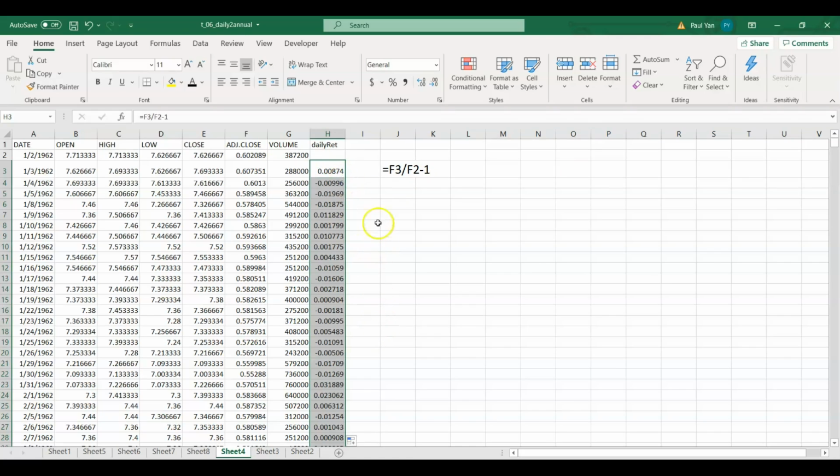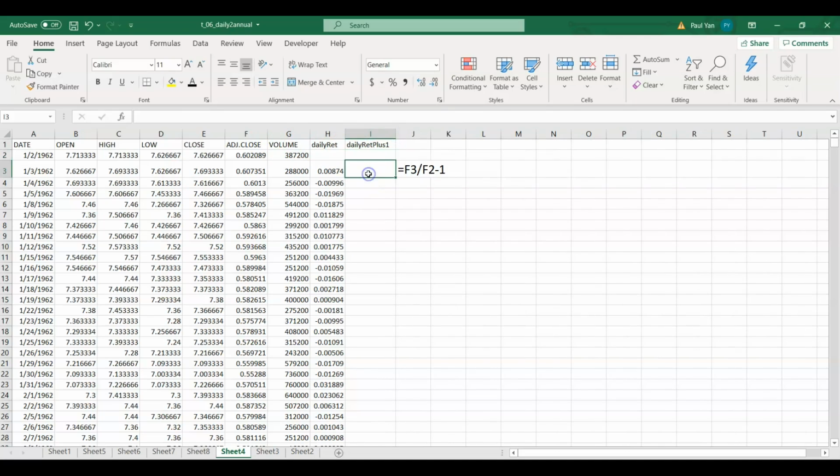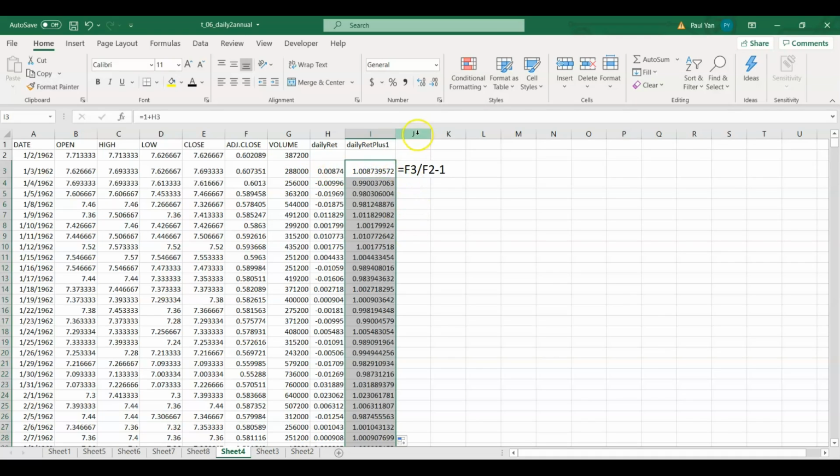Because we need 1 plus R, this is daily return plus 1. And for this one it is simply equals 1 plus return. So this is 1 plus daily return. Then we can just copy and paste.